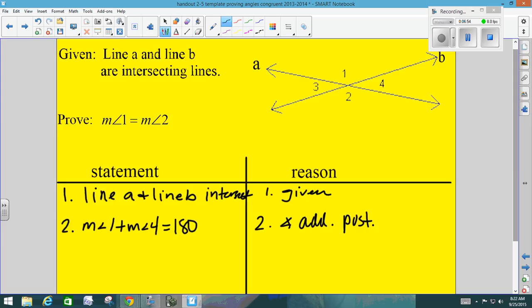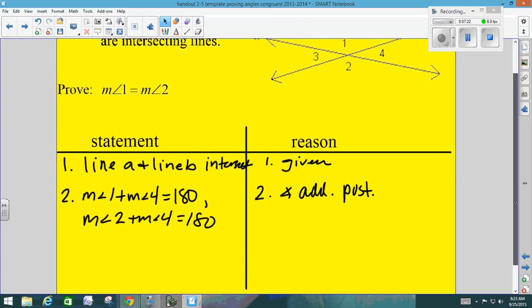Jonas, is that your hand up again? What did you want to say? You could say 2 and 4 equal 180. You guys agree with him again? What would be our reason for that? Good, so I can just put it right in that same step. I can just write comma and write the measure of angle 2 plus the measure of angle 4 equals 180. If you wanted to, you could make that step 3 and then write angle addition again.